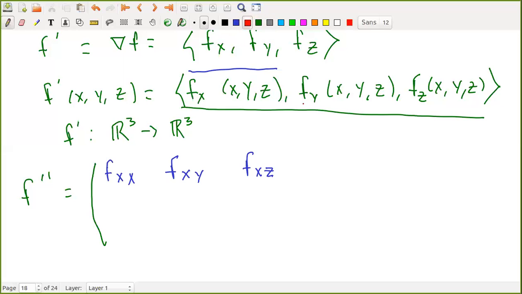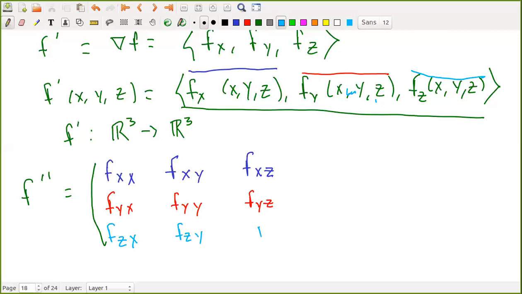Now we'll go to red. This is the x derivative of the second component. This is the y derivative of the second component. This is the z derivative of the second component. And then this is the x derivative of the third component. This is the y derivative of the third component, and this is the z derivative of the third component.